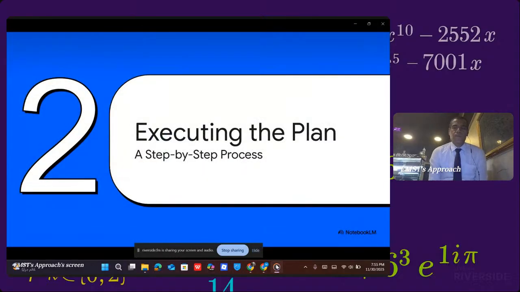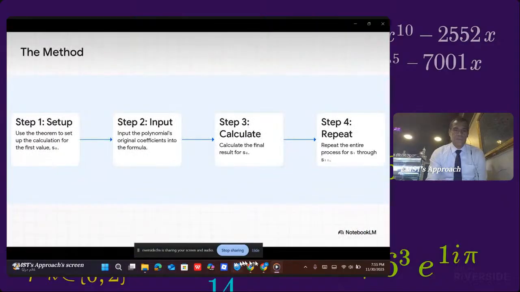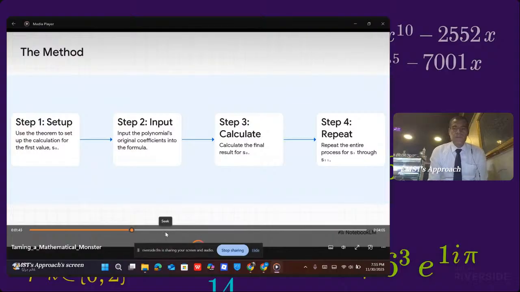Okay, so we've got our weapon. Now it's time to put the plan into action. And this isn't some chaotic flash of genius, by the way. It's a really methodical, step-by-step process. The plan itself is actually pretty straightforward, even if the math gets a little intense. So here's what you do. Step 1. You use the theorem to set up the calculation for that first new coefficient, which we'll call S sub 0. Step 2. You take all those giant original coefficients and plug them into the formula. Then you just crunch the numbers. And the last step, you just do it all over again for S1, S2, S3, all the way up to S11.